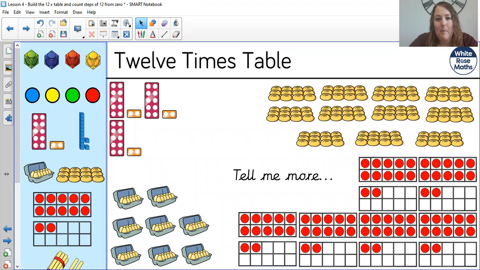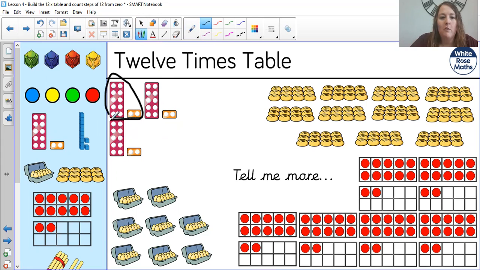So the 12 times table. Below are lots of different pictures or representations of 12. Can you please tell me what you can see? Hopefully at home you can see on the top left here we've got those dominoes, and you can see a full 10 in purple and then 2 orange, making up our 12. And hopefully you can then see that's 3 groups of 12, or 12 groups of 3. You could swap that round. Now don't worry about the answers for now because we haven't built our 12 times table yet.